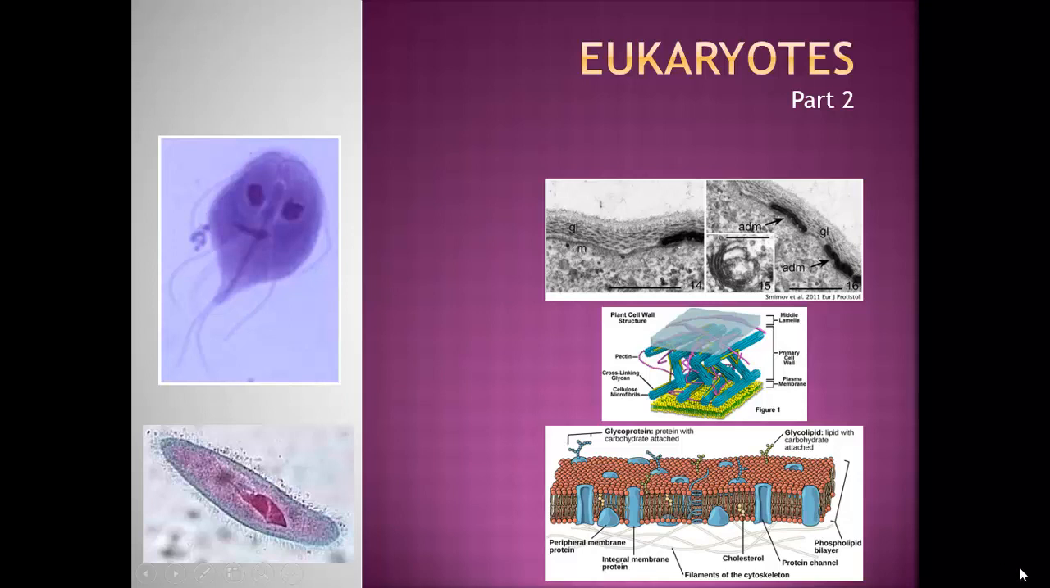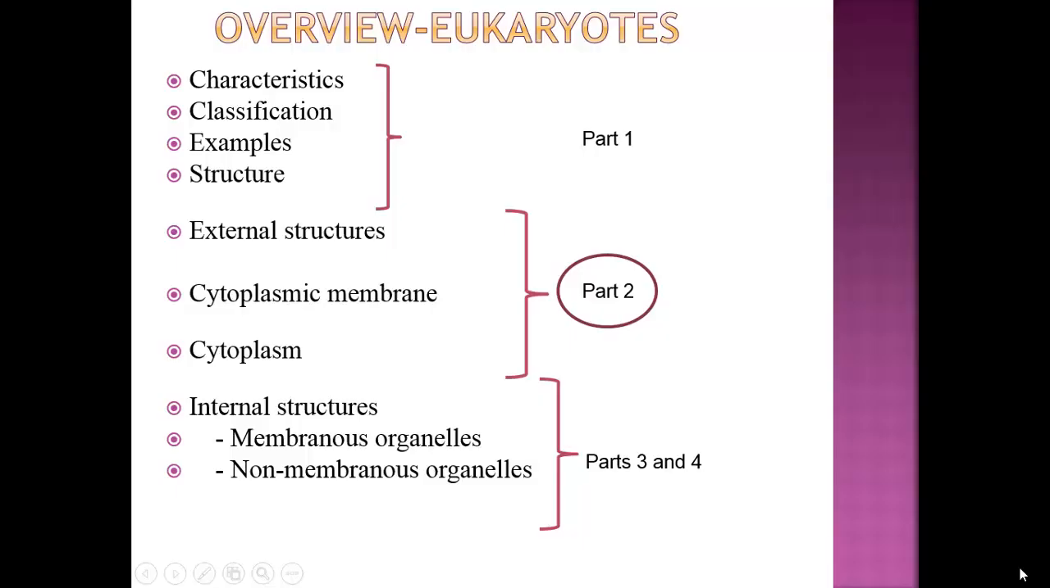This is part 2 of the study of eukaryotes. This part 2 will consist of the study of the external structures of eukaryotes, the cytoplasmic membrane, which is the interface between the inner and the outer environment of the cell, and the cytoplasm.